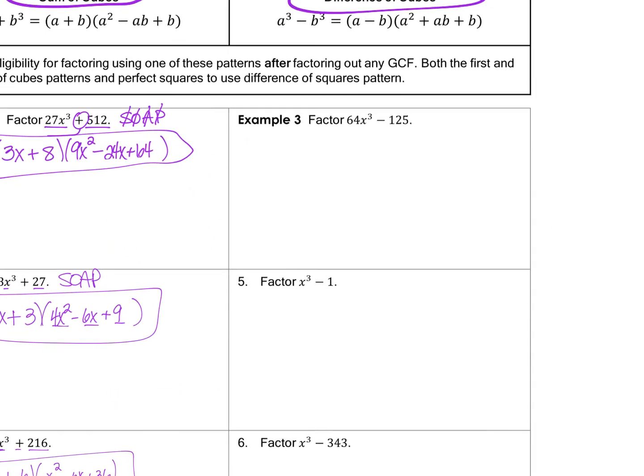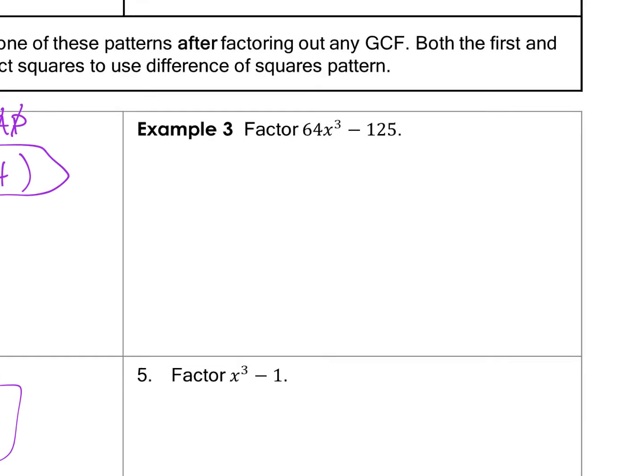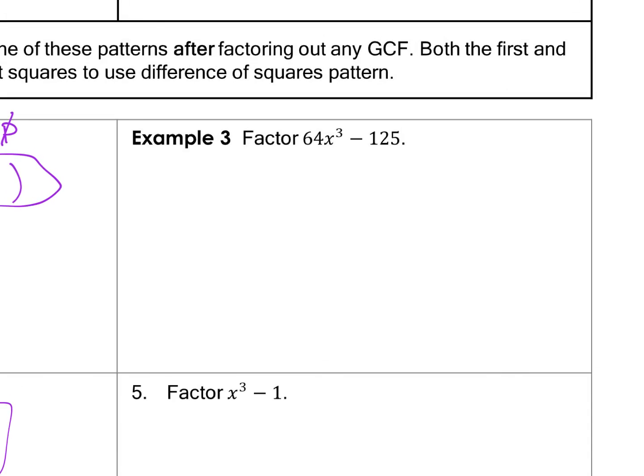Okay, let's look at difference of cubes. So we're subtracting, we have an x cubed. So we need to check for perfect cubes. So cube root of 64 is 4, so 4x. Cube root of 125 is 5. We use the same sign, so minus. So we have our binomial. We're going to use that to find the trinomial.